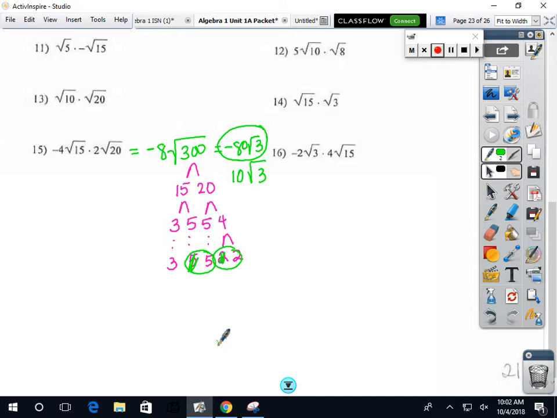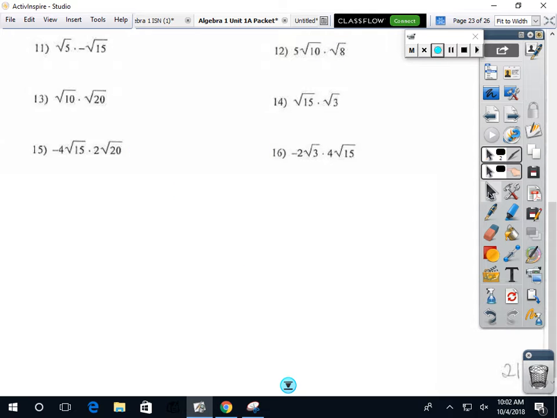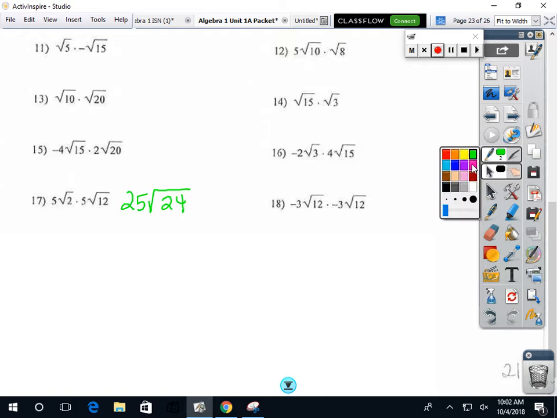All right, number 17. Does everybody have that one copied? When you multiply those together, what does it become? 25 square roots of 24. Now we factor tree the 24. What are numbers that multiply to make 24? Right, or you could use 2 and 12, or 8 and 3.